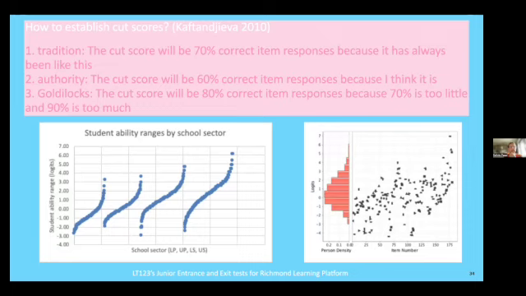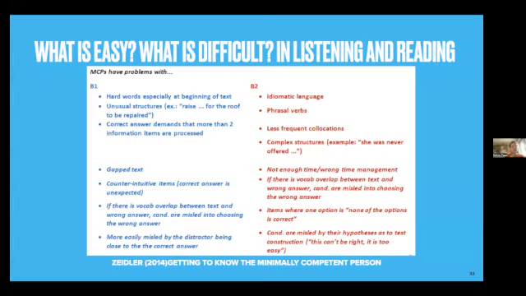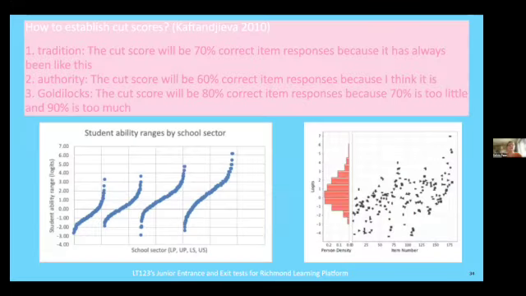So what I'm showing here is the results of the study, the test I showed earlier. This test was developed, a linear test that was developed for lower primary and upper primary, lower secondary and upper secondary school learners between the ages of 8 and 16. The results show that there are differences between the different school sectors.